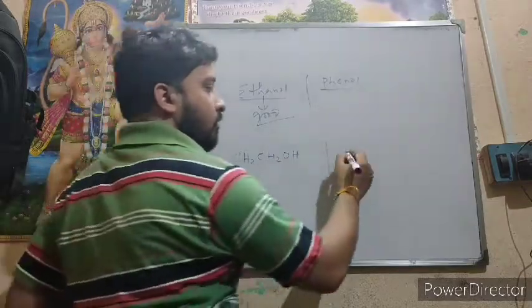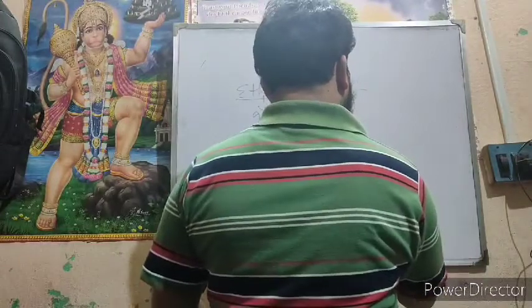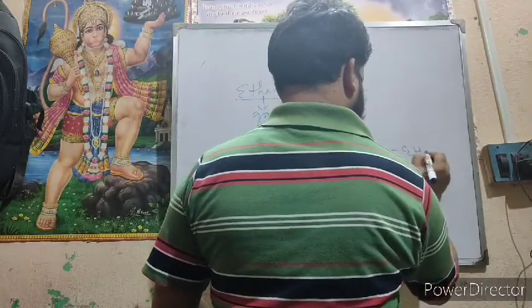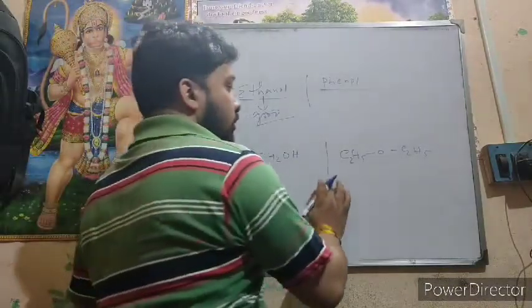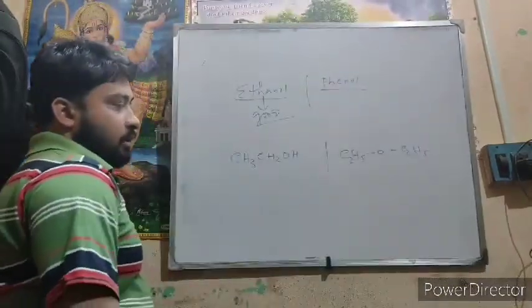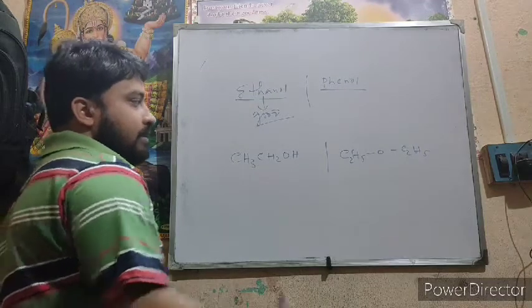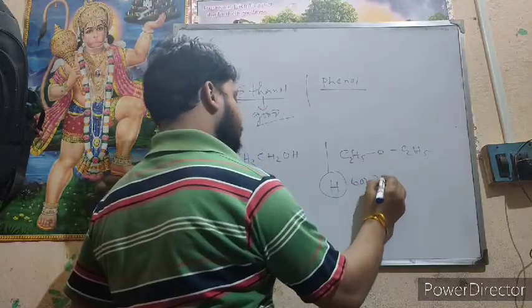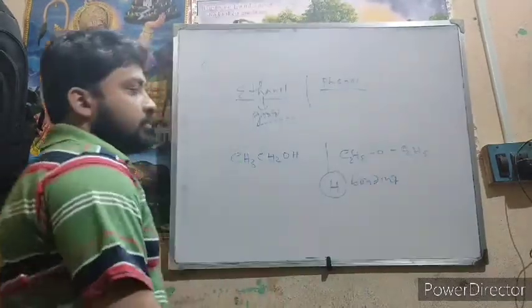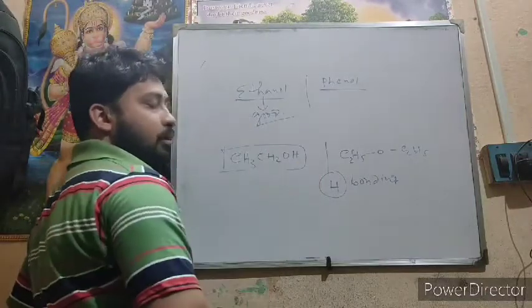You take ethyl alcohol and you take ether, that is maybe C2H5, O, C2H5. Which is soluble in water and why? This depends upon hydrogen bonding. So we see that hydrogen bonding is possible in this compound.